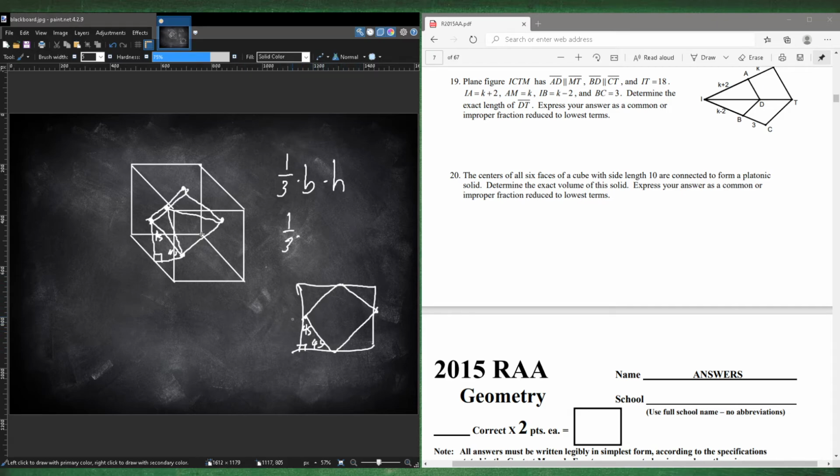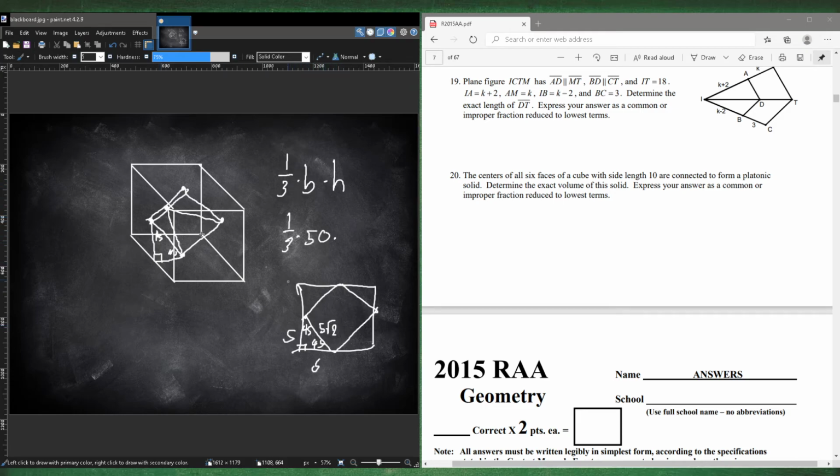So since the side length is 10, that means this is 5 and this is 5 because we cut it from the center. So this is a 45, 45, 90 triangle. So this is just 5 times square root 2. So that means the base area is 5 square root 2 squared, which is just 50.